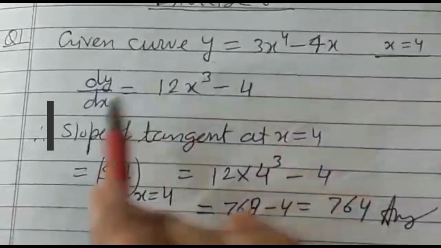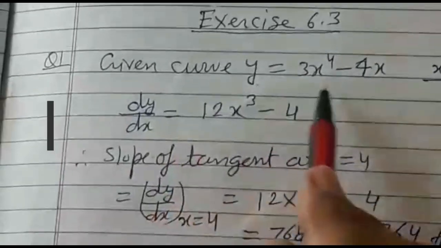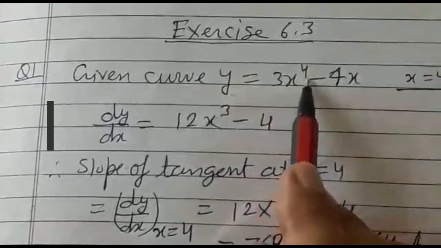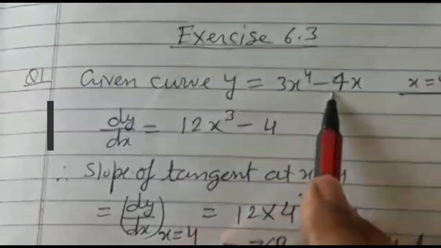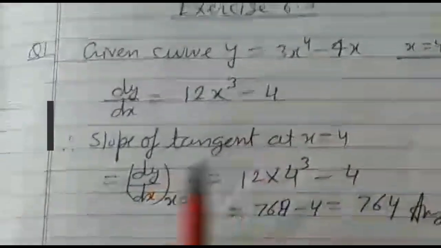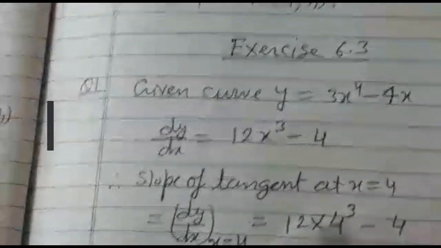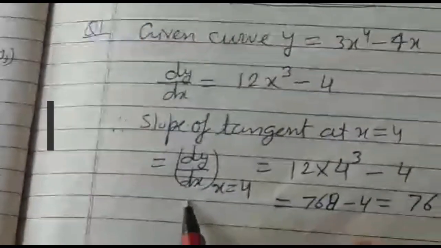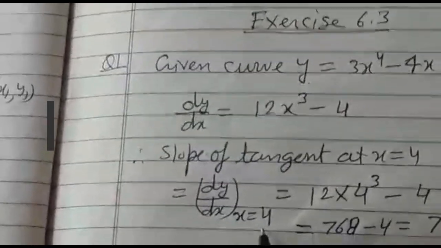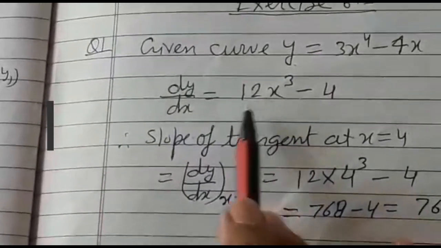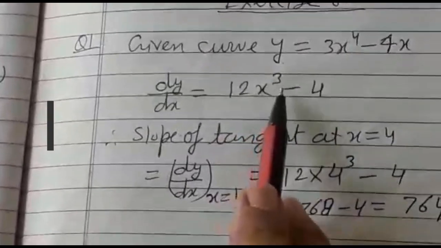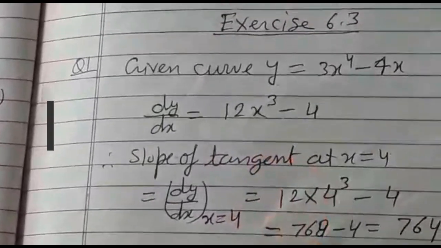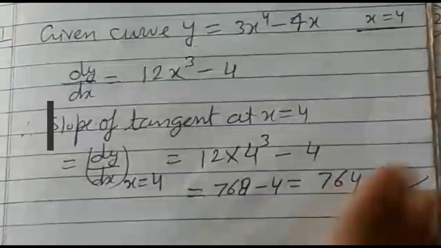So first of all we differentiate to get dy/dx. Differentiation of 3x^4 is 12x^3 and of 4x is 4. Now the slope of the tangent at x = 4 is the value of dy/dx at x = 4. Put x = 4 here: 12 into 4^3 minus 4, the final answer is 764. Now we are taking a few more questions so that it is more clear.